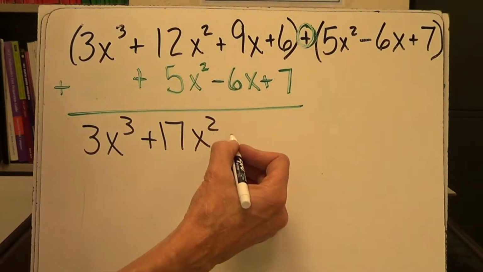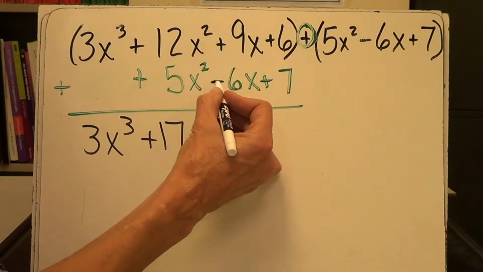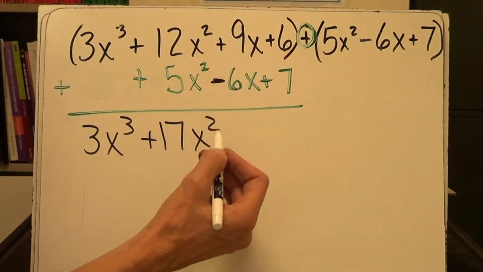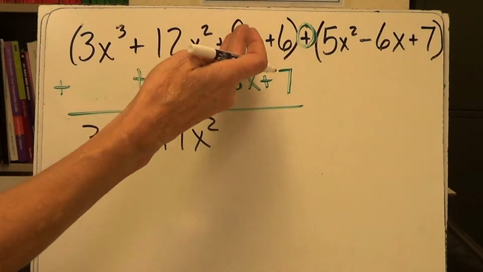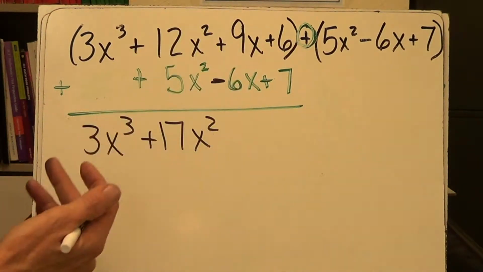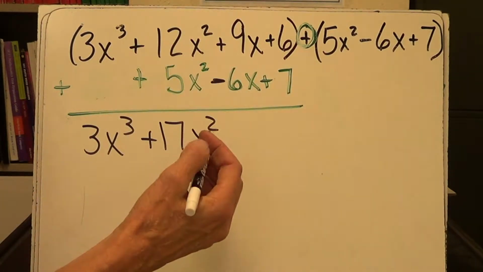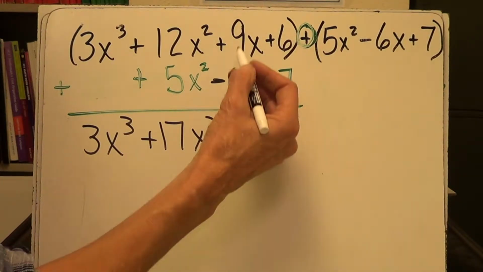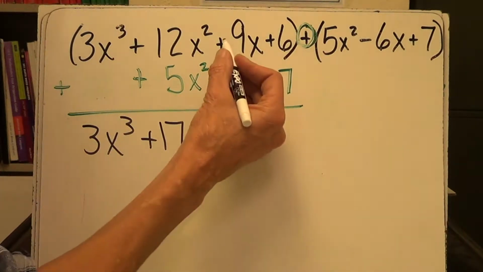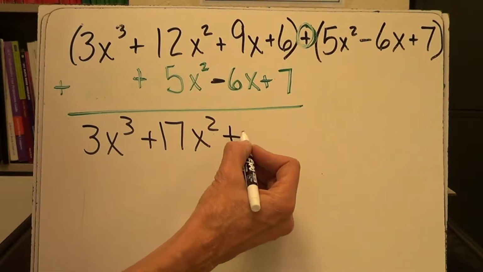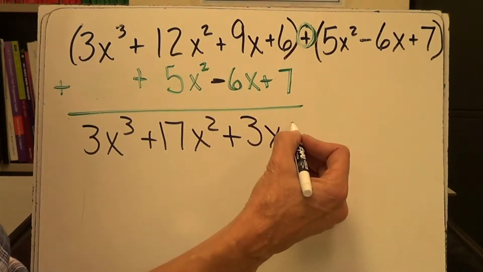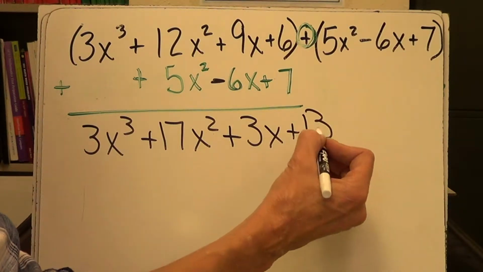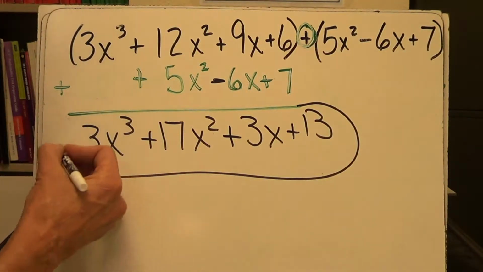9x minus 6x, because it's a negative. So when you add a negative to a positive, you're actually going to subtract. Take the smaller one from the larger one and give it to the sign of the one that's farthest from 0. So 6 from 9 would be 3. The 9's farther from 0, so it's a plus 3x. 6 plus 7 is 13. There's my answer.